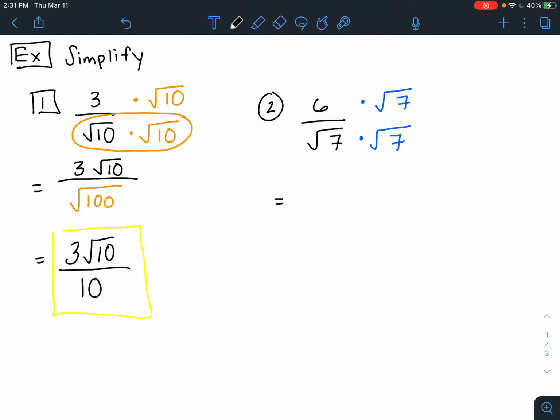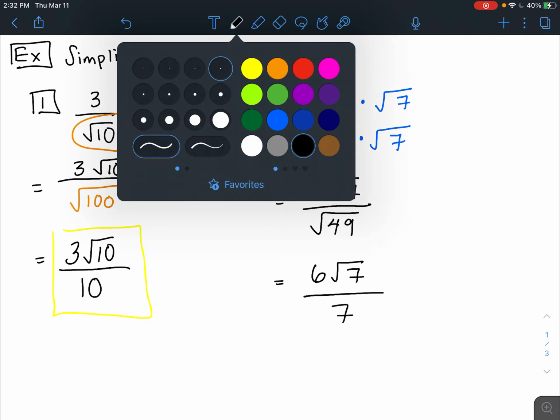So that's going to give me 6 square root of 7. And then 7 times 7 is square root of 49. But the square root of 49 is just regular 7. So I get 6 square root of 7 all over whole number 7. I can't reduce 6 over 7, so I'm done.